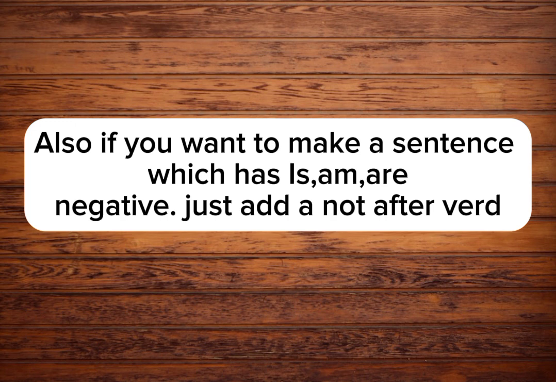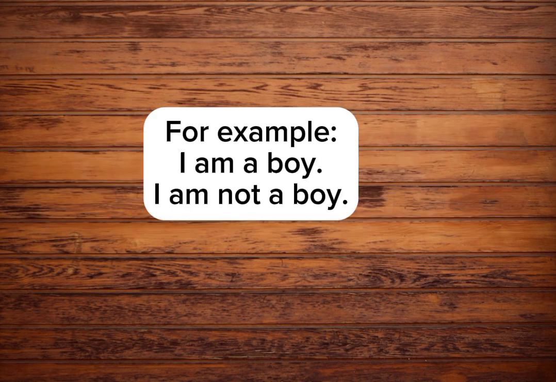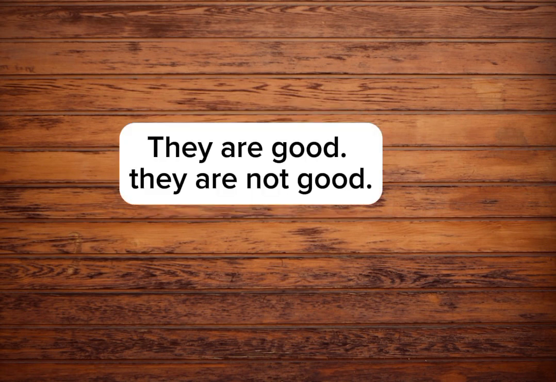Also, if you want to make a sentence which has is, am, are negative, just add not after the verb. For example, I am a boy. I am not a boy. They are good. They are not good.